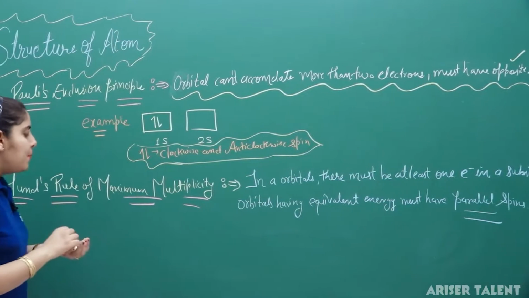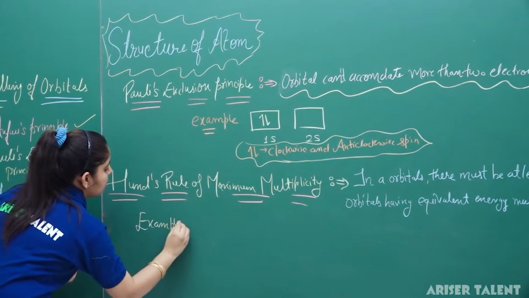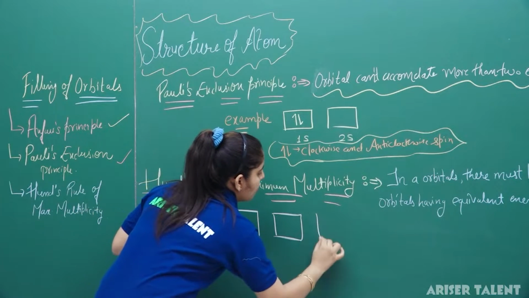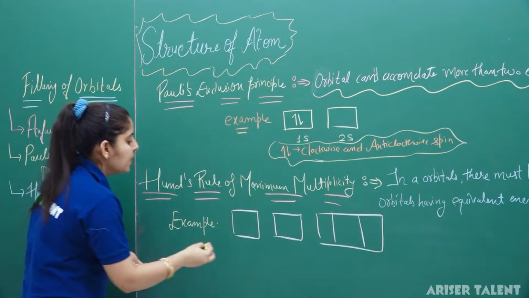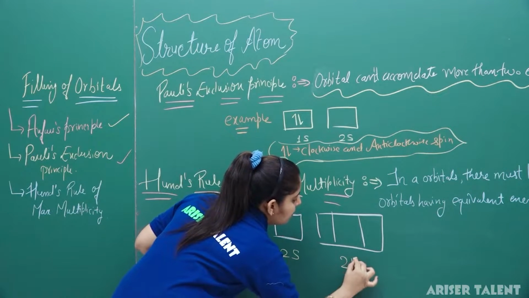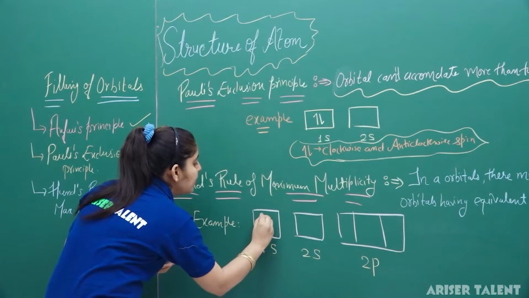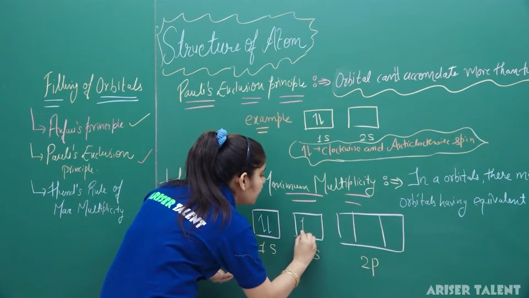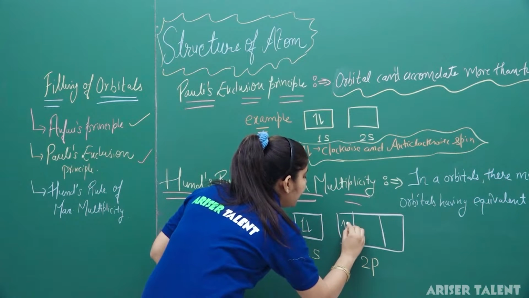Now we will understand this with the help of an example. Suppose we are given three orbitals. Suppose this orbital is 1s, this is 2s, and this is 2p. Now I want to fill the electrons in the orbitals. I will fill 2 electrons of opposite spin in the 1s orbital. Now we will have 2 electrons in 2s that are also of opposite spin. Now we will fill the electrons in the orbital like this.